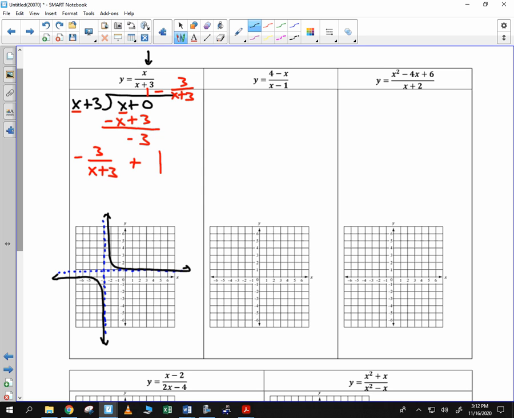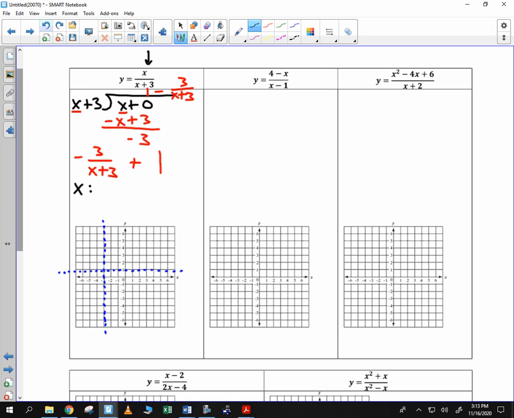Now, here's something else to consider. Oh, I just saw I made a mistake. I'm sorry. Now I saw. I drew them in the wrong quadrants. And here's how I knew. We're going to show you something else that's interesting.